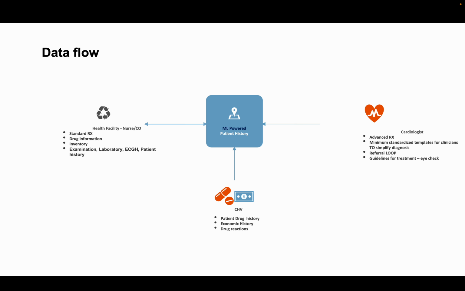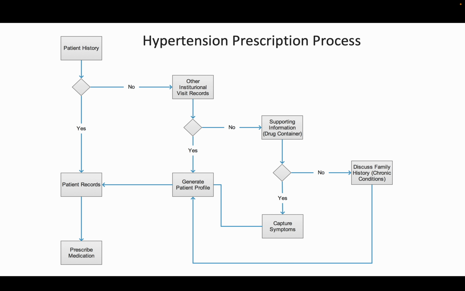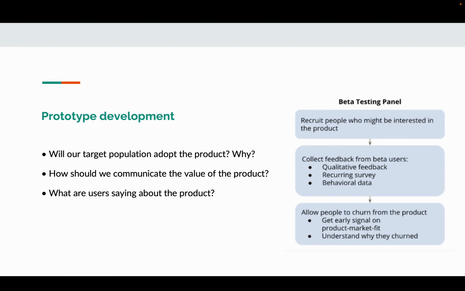And then this is the data flow, and we say this is just the information that is collected. The community health volunteer is collecting information about patients. The cardiologist is collecting information about the patients and doing some tests. And then on the left, the health facility contains the data and treatment records. And then at the bottom here, we just have all sources of data. And then we say the treatment flow. This is captured in the diagram that we have here. So this diagram is the same as this diagram. So all that information is used to develop a product prototype.